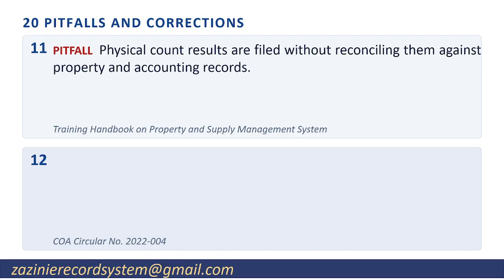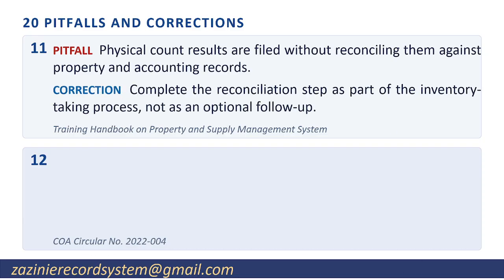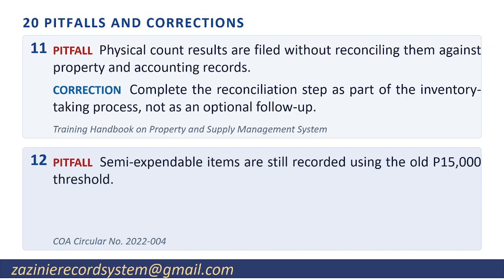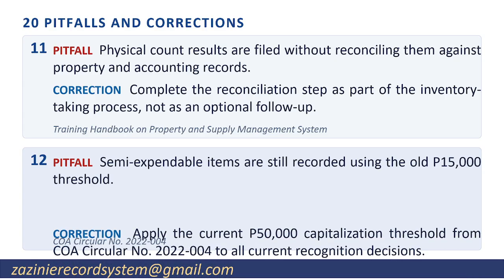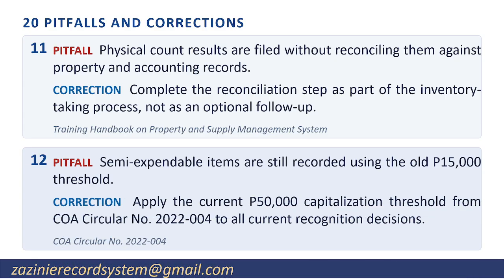20 pitfalls and corrections. Number 11. Pitfall: physical count results are filed without reconciling them against property and accounting records. Correction: complete the reconciliation step as part of the inventory taking process, not as an optional follow-up. Number 12. Pitfall: semi-expendable items are still recorded using the old 15,000 pesos threshold. Correction: apply the current 50,000 pesos capitalization threshold from Commission on Audit Circular number 2022-004 to all current recognition decisions.